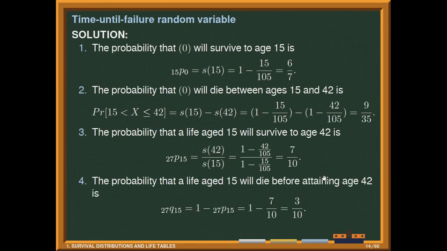And finally, the probability that a life aged 15 will die before attaining age 42 is given by 27q15, or that's the complement of 27p15. So that would be 3 over 10. Okay?